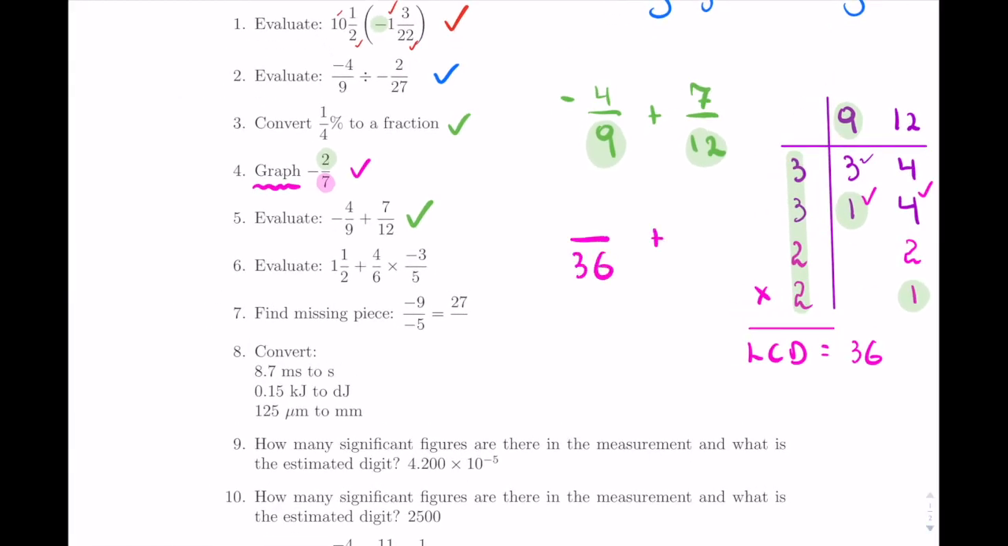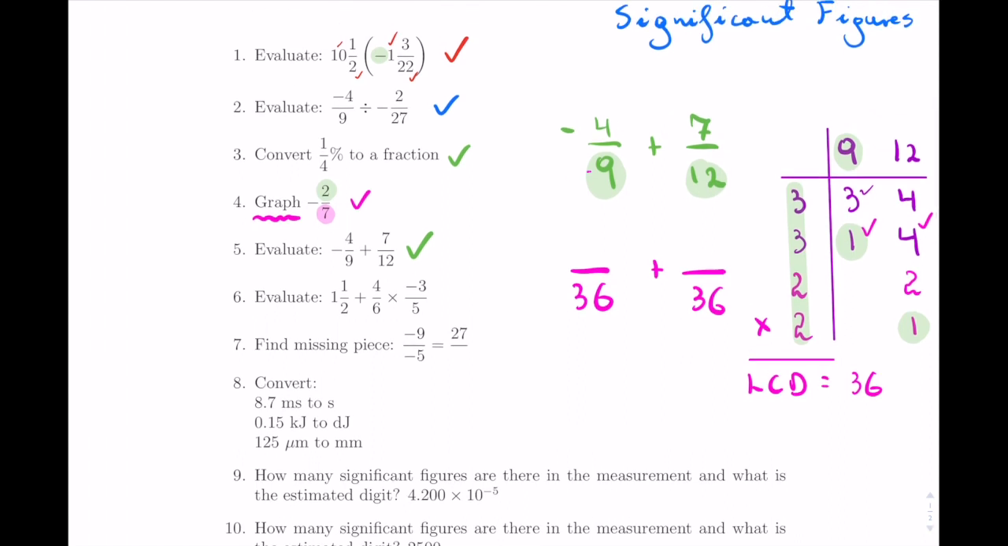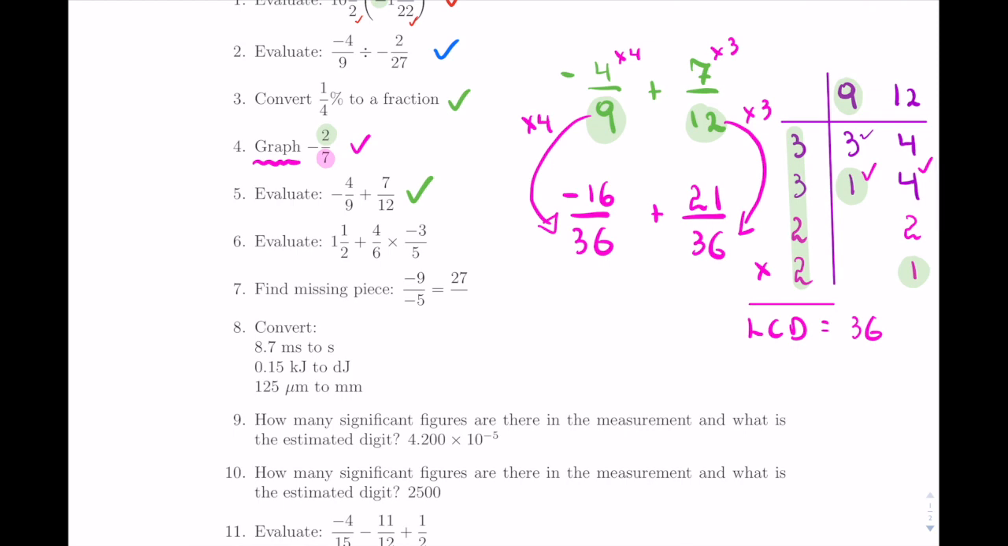So now I'm going to change my fractions. 9 into 36 goes 4 times, so that's the multiplier. And 12 into 36 goes 3 times, so that's the multiplier for the numerator there. Now I can just go ahead and add. So I have negative 16 plus 21, that's 21 minus 16, which is just 5. So my answer to this question is 5 over 36, and it does not reduce any further. So that's question number 5.